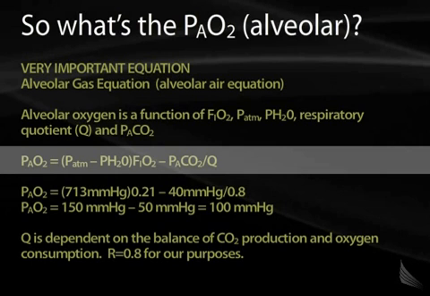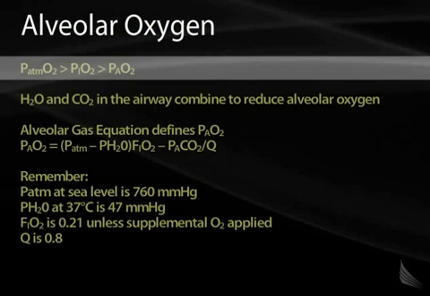So if we were breathing room air at sea level, we could calculate our alveolar oxygen. 760 minus 47 equals 713, times 21%, minus 40, which is a normal PaCO2, divided by 0.8. That gives us a normal alveolar oxygen level of 100. Now remember, the atmospheric oxygen is higher than the inspired oxygen, which is higher than the alveolar oxygen. Water vapor contributes to the inspired oxygen being lower. Carbon dioxide is contributing to the alveolar oxygen being lower.